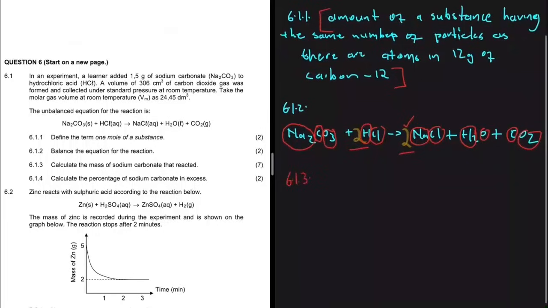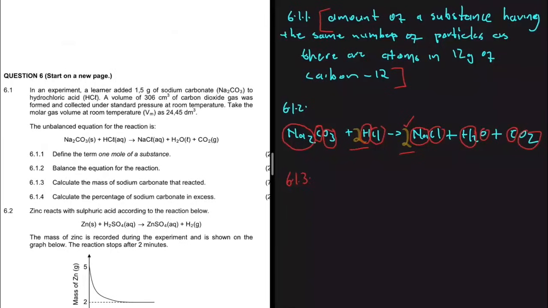6.1.3. So 6.1.3 says calculate the mass of sodium carbonate that reacted, and there are 7 marks. In order to do these questions, you have to be extremely sober. There's no other way around it. You have to be extremely sober. So let's look at our statement.